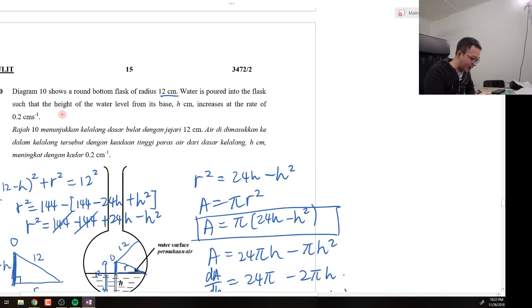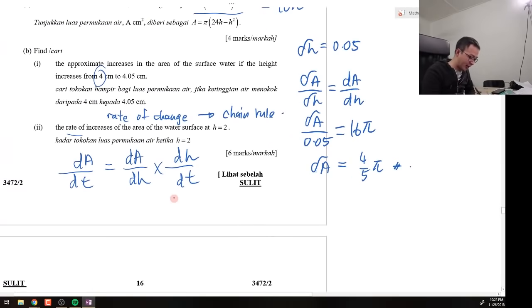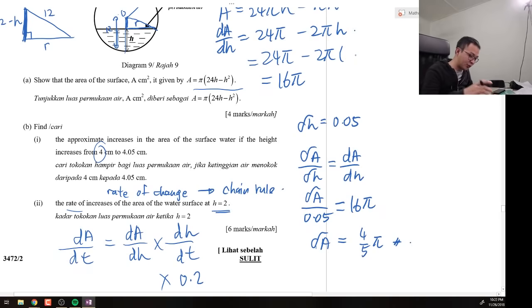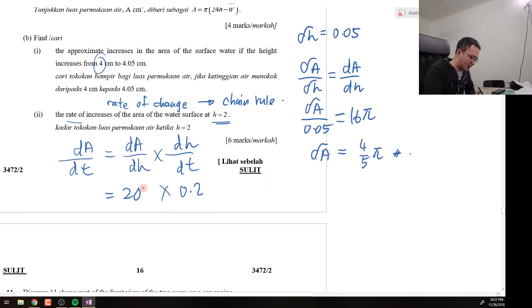So I believe I have the dh/dt at the very beginning. Yeah, the question says the height of the water level increased by this one, right? So this will be my 0.2. dh/dt is 0.2. And dA/dh, right now the h equals 2, so I'm going to change the 4 into 2 here. So you realize it's 4 pi, isn't it? So I got 20 pi. If I substitute in the value, it equals 20 pi multiplied by 0.2. So my answer should be 4 pi. If you want to write the unit, you can just write cm squared per second. Alright, this is how to do a rate of change, small change, and how to find the equation.